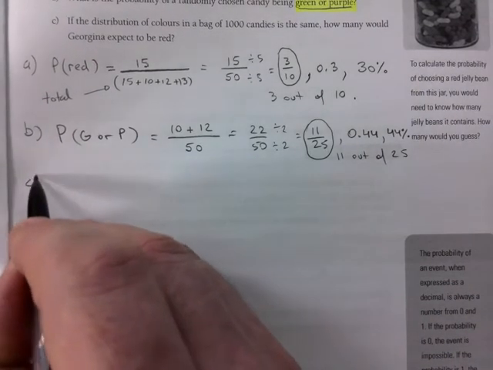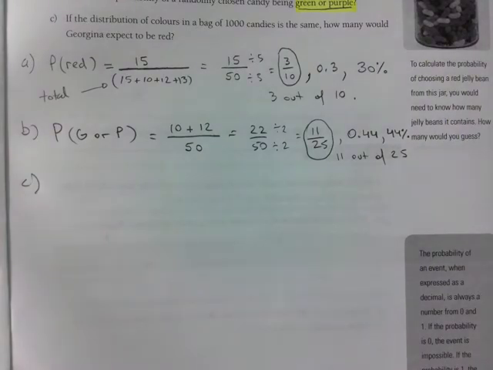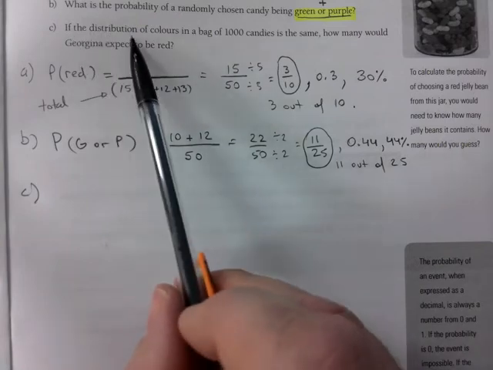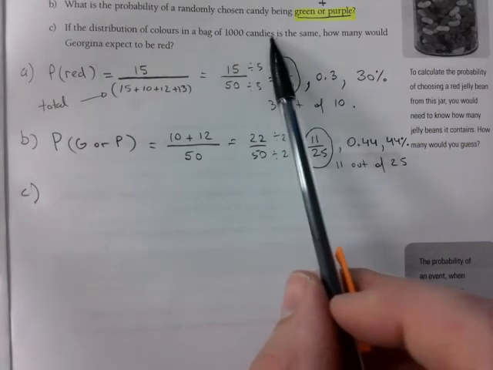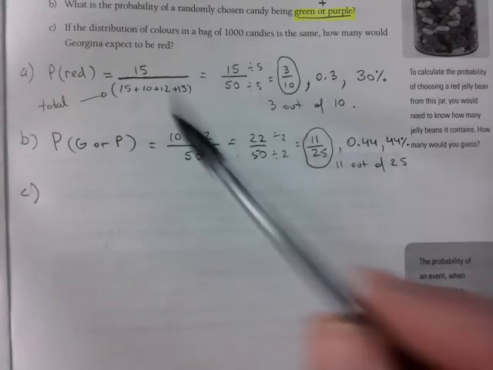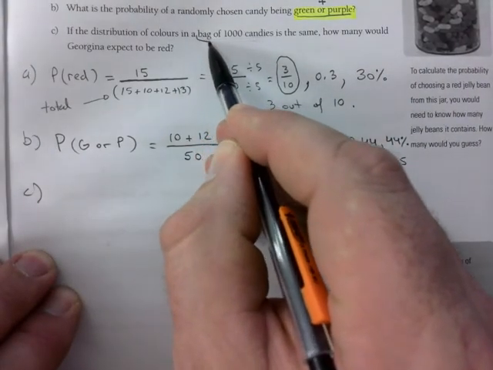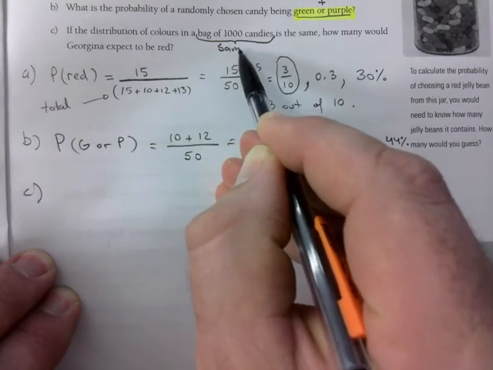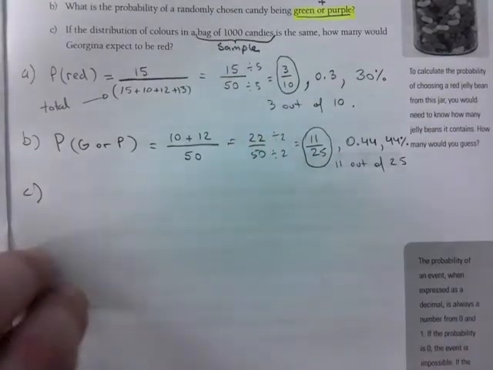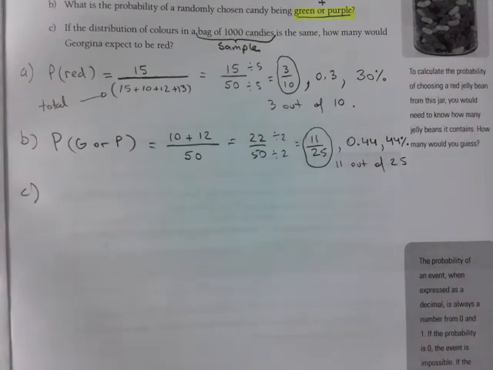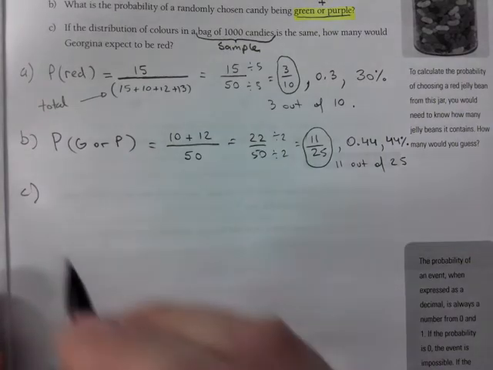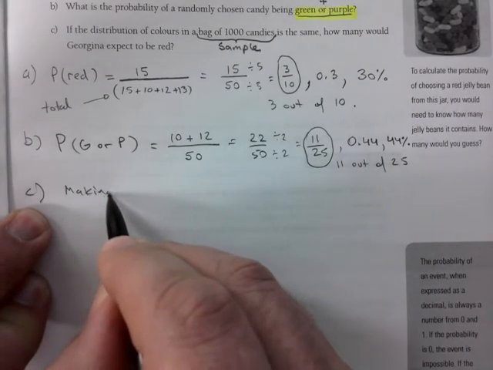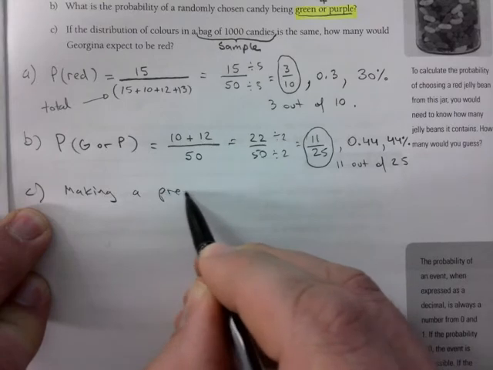C, watch this. This is where the prediction comes in. Let's read the question together. If the distribution of colors in a bag of 1,000 candies, let's do this. This is your sample, right? This is what I would call the larger sample, right? How many would Georgina expect to be red? You're making a prediction.